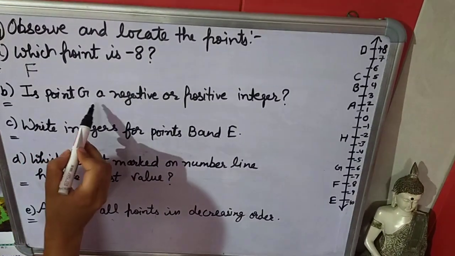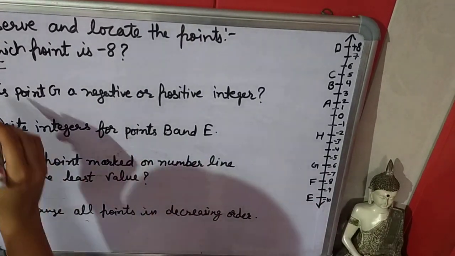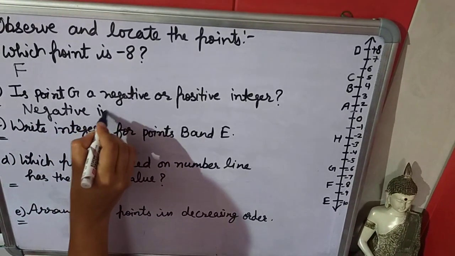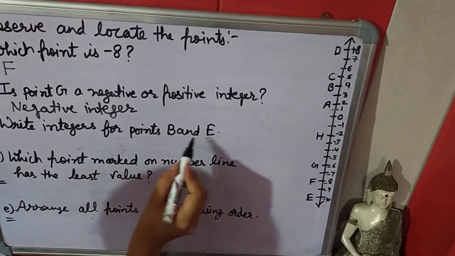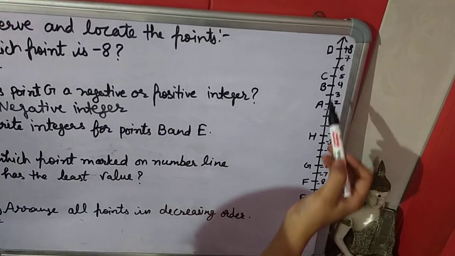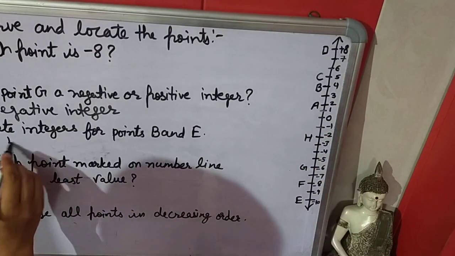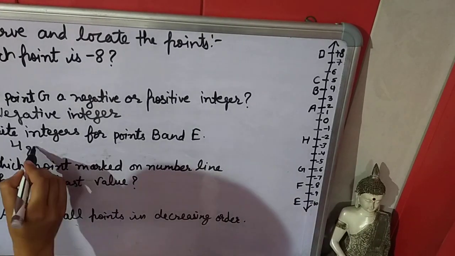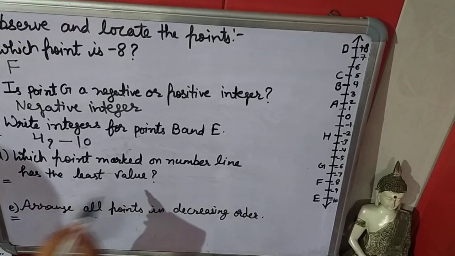Next, is point G a negative or positive integer? G is a negative integer. So you will write here negative integer. Next is write integers for points B and D, B and E. So we will check where is B. B is here. What is the integer of B? That is 4. And what is the integer of E? That is minus 10.